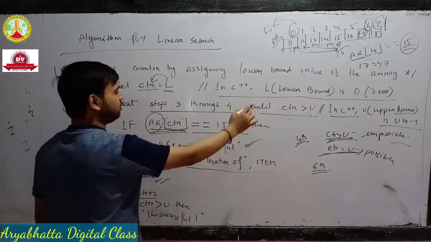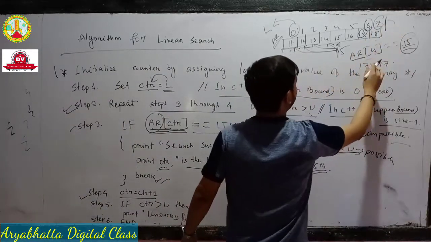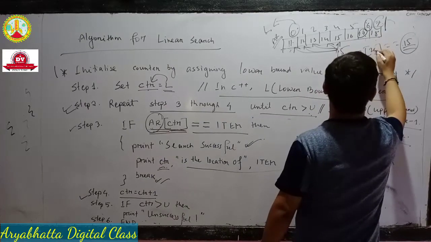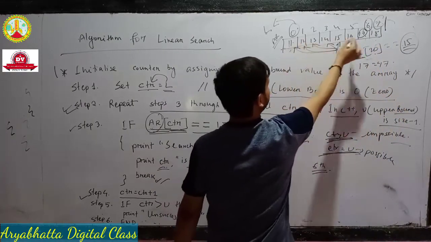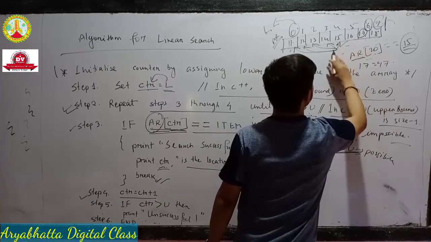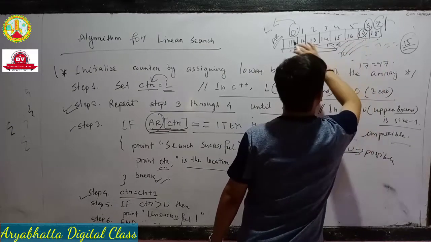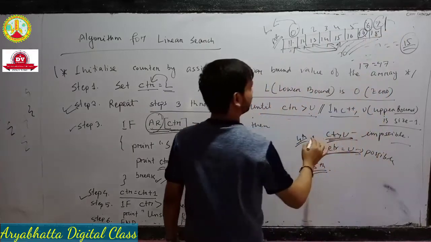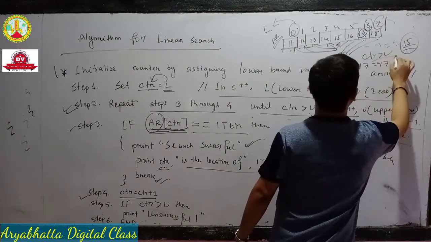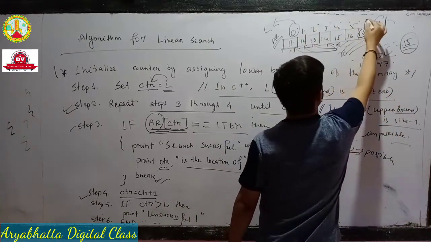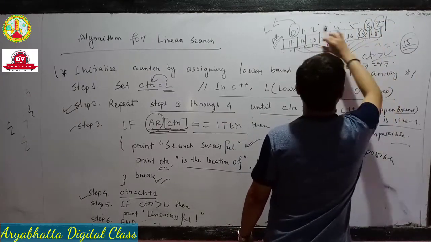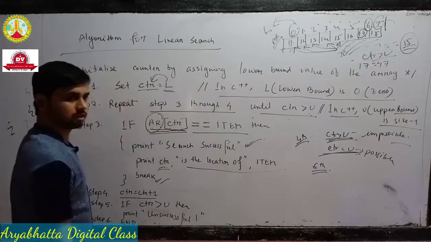If CTR is greater than UB, suppose you want to find the element 20, and 20 is not there in the array: 11, 12 and so on. You check every value, with no counting up to CTR greater than UB. You check for 0, 1, 2, 3, 4, 5, 6, 7, and 20 is not here in the array.